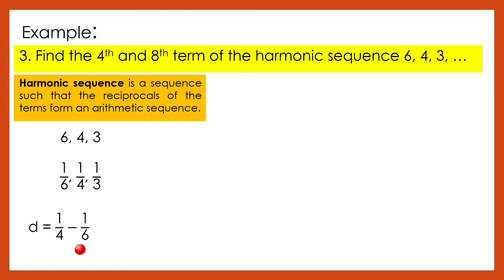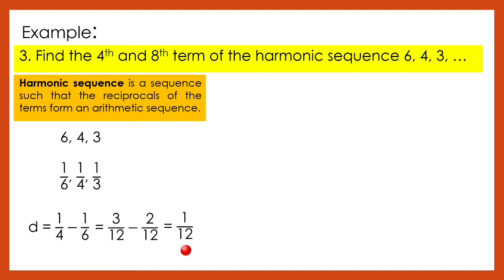So, 1/4 minus 1/6, gawin nating similar fraction. So, ang greatest common factor nila is 12. So, 1/4 is equal to 3 over 12. 1/6 is equal to 2 over 12. 3 minus 2 is 1, and then copy the denominator, which is 12. So, this is equal to 1 over 12.